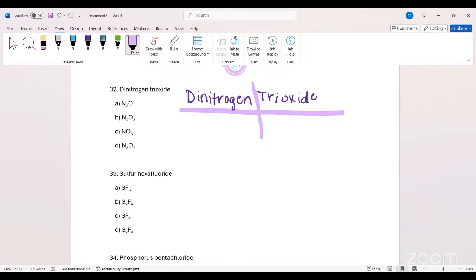All right. So with 32, you've got dinitrogen trioxide. So di means 2, nitrogen is N. When we rewrite this, it's N2. Trioxide is O. Well, the 3 is for tri. Oxygen is O, so you get O3. And when you bring the 2 together, you get letter B for 32.